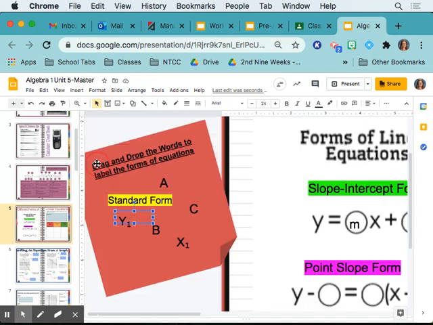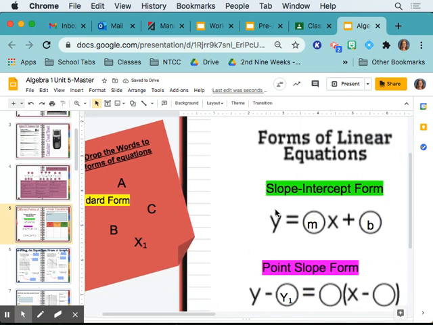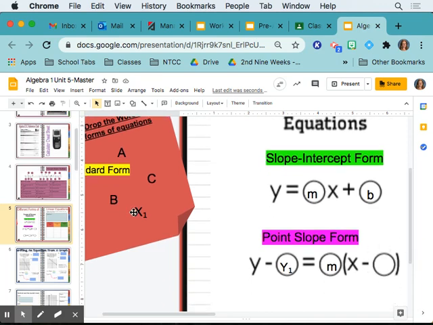So the formula says y minus y1 equals m. Oh, there's an m here. We just need to copy it. So hit Control C, Control V to copy it. And then x minus x1.